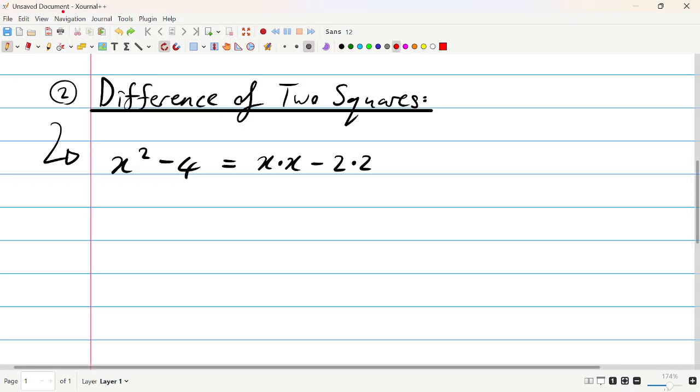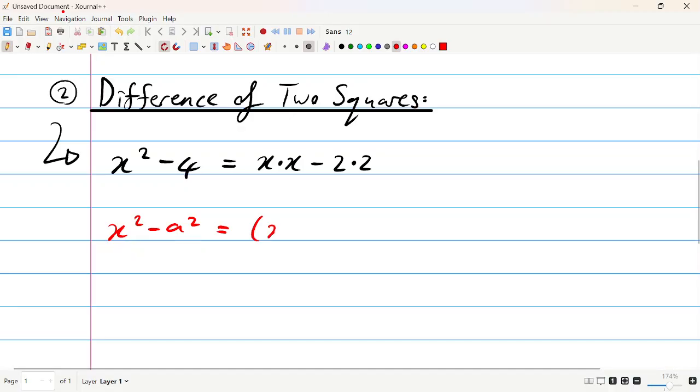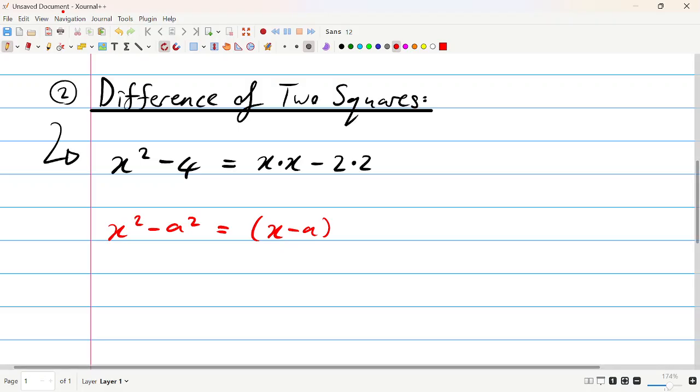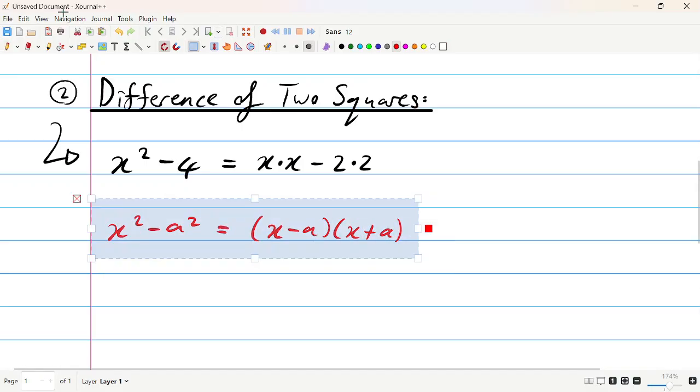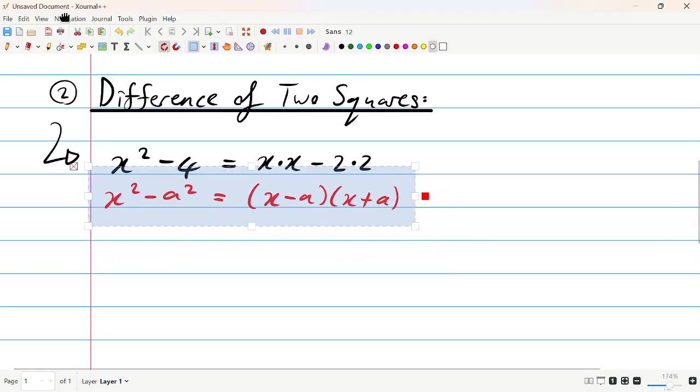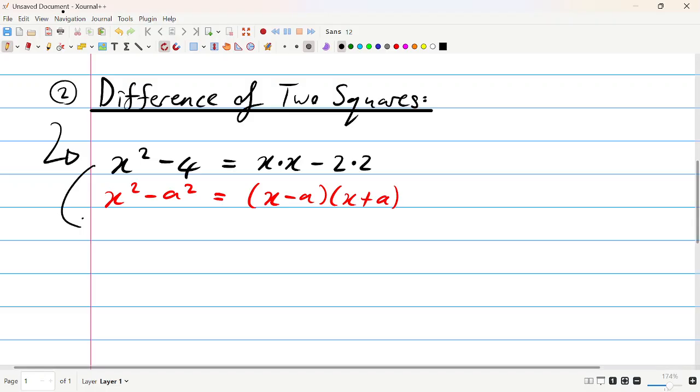And the rule says that if we have x squared minus a squared, where x is the variable and a is the constant, then we can say it equals x minus a, multiplied by x plus a. And this is something, if you remember it and you see the patterns over and over, you'll be able to apply. So let me just take this and put it just above over here. Okay. So let's now actually answer this question.